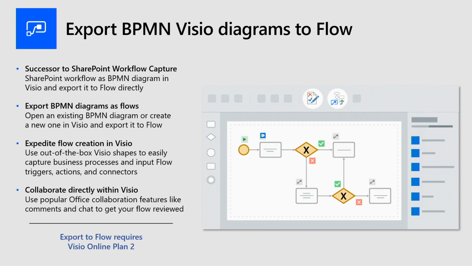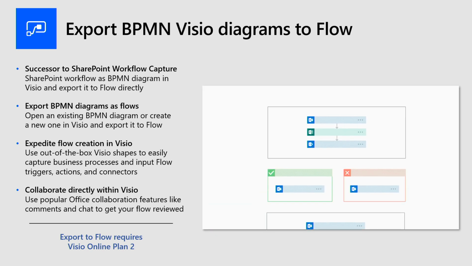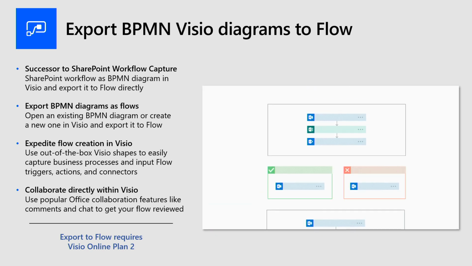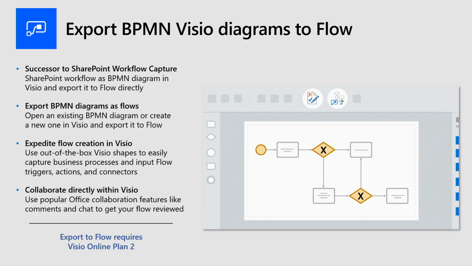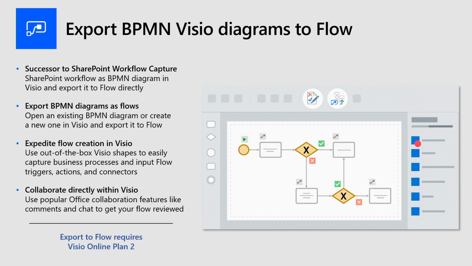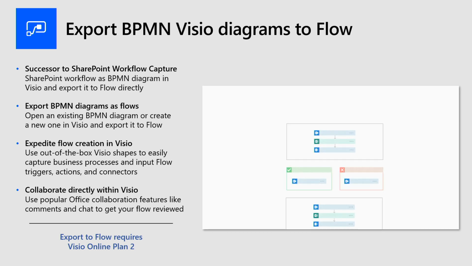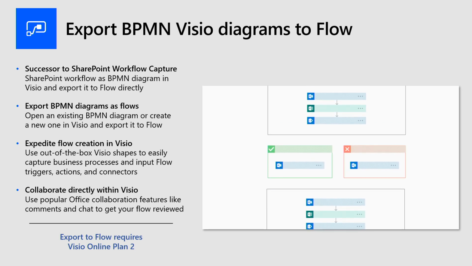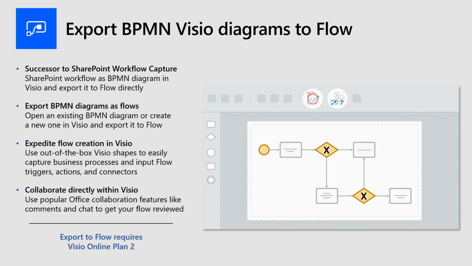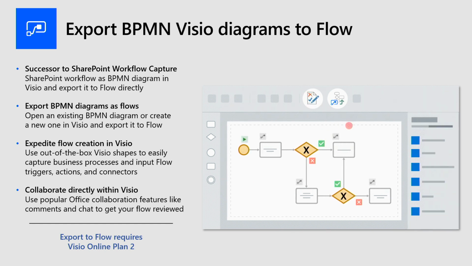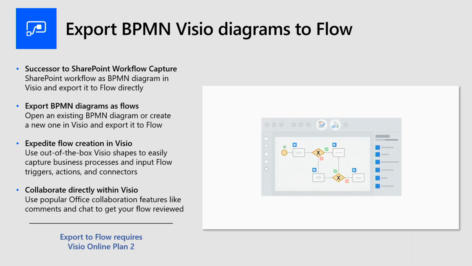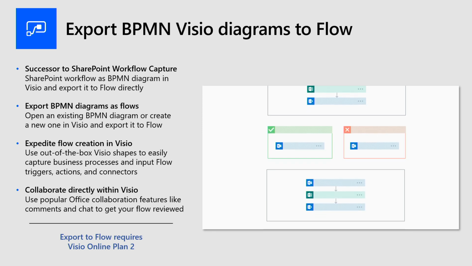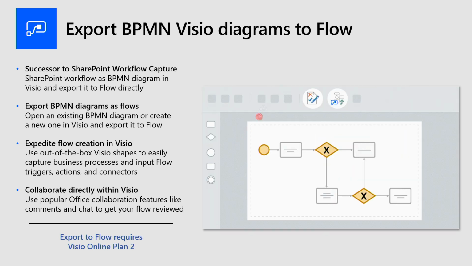If you're familiar with the SharePoint Workflow Designer in Visio, this is kind of a spiritual successor to that feature, where you can capture your workflow definition using BPMN shapes in Visio, and then you can take your existing BPMN diagrams, and we support marking up your diagram by adding flow connectors, which helps you specify how the Microsoft Flow will be created. It will be much more clear when I show you the demo, and you can use the out-of-box Visio shapes to capture the business process flow, and then we have a set of input triggers and actions and connectors which you can apply to the diagram.